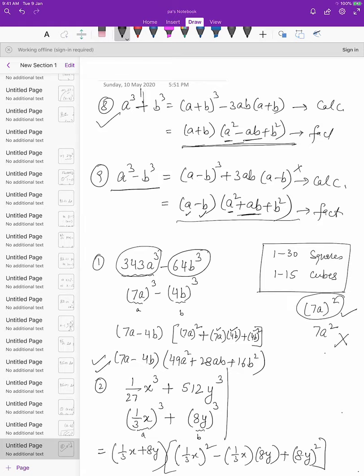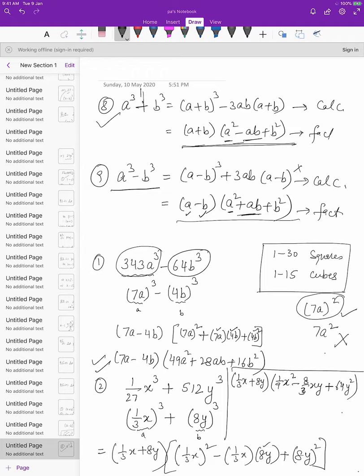Now I will just open out the bracket. In the first bracket the same thing will be there, 1 by 3x plus 8y. In the second bracket, 1 by 3x whole square can be written as 1 by 9x square minus 8 upon 3 into xy plus 64y square.